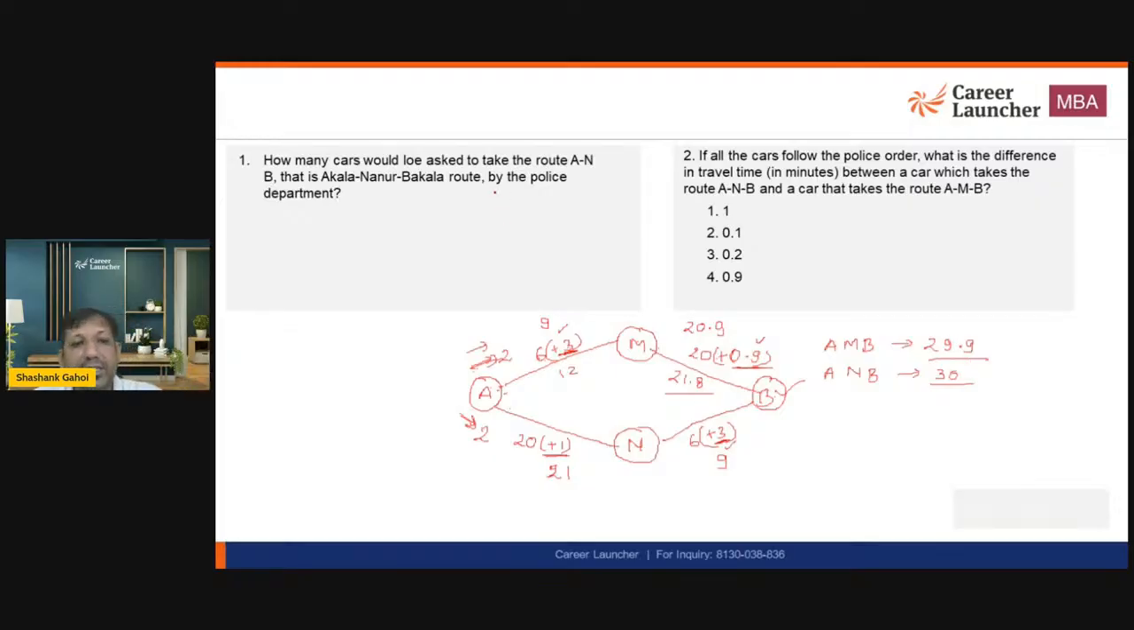So if I want to minimize the time, how many cars should go in a route of A, M, B? That is going to be 2 cars. And if I am saying, if all cars follow the police order, what is the difference in travel time between a car that takes the route A, M, B and a car that takes A, N, B? So A, M, B is 29.9, A, N, B is 30. So the difference in times is going to be 0.1 minutes, and that is going to be option B.